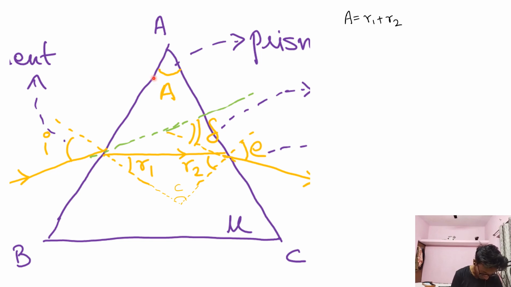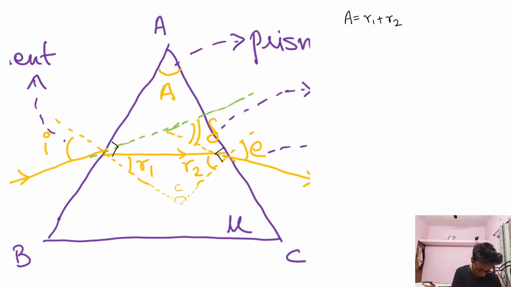Now look at this quadrilateral. A is the quadrilateral. Inside this quadrilateral, this line of the triangle is normal to this plane of prism. So let us say this angle is 90. Even out here, this line is also 90 degrees, or normal to this plane of prism. So let us say this angle is also 90 degrees.